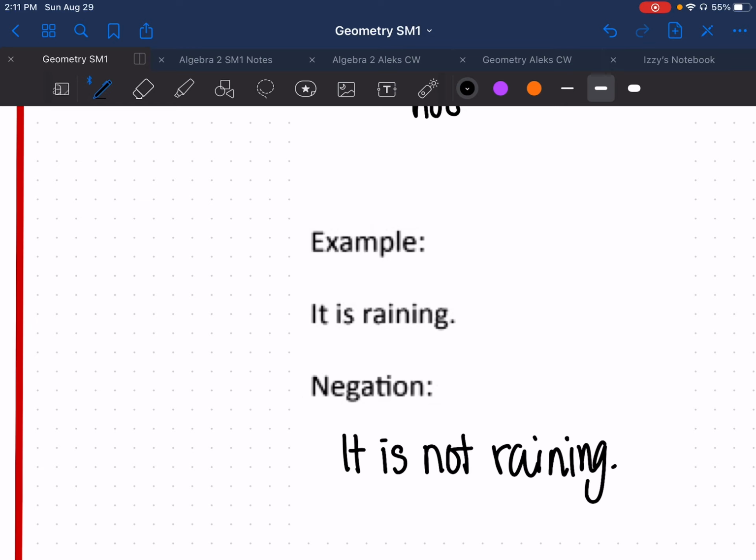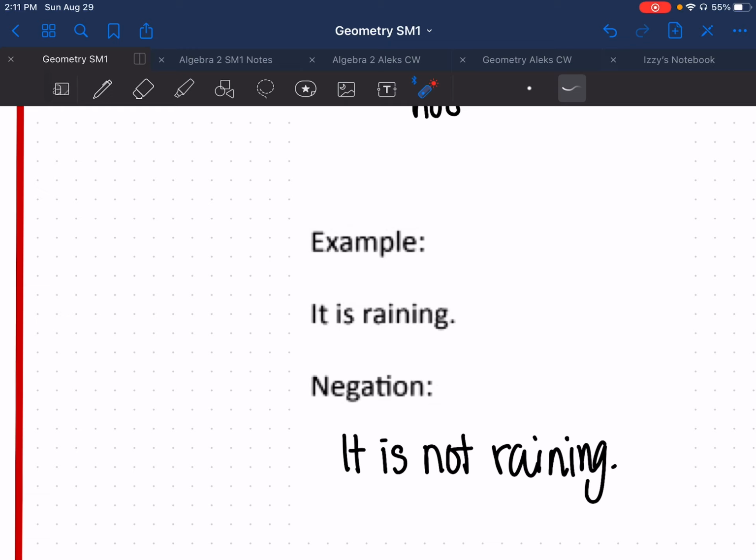Okay, I'm not changing the words. If the word raining is in the original sentence, then it needs to be in the negation as well. I cannot change this word to sunny and say it is sunny. This is not a negation. Yes, it is the opposite, but also it is windy would be an opposite. It is hailing is an opposite. It is cloudy is an opposite.